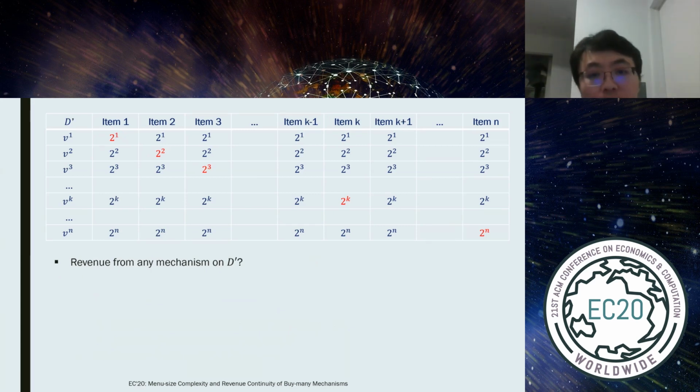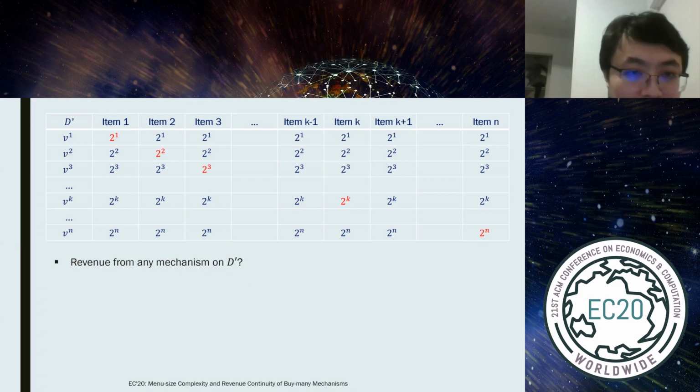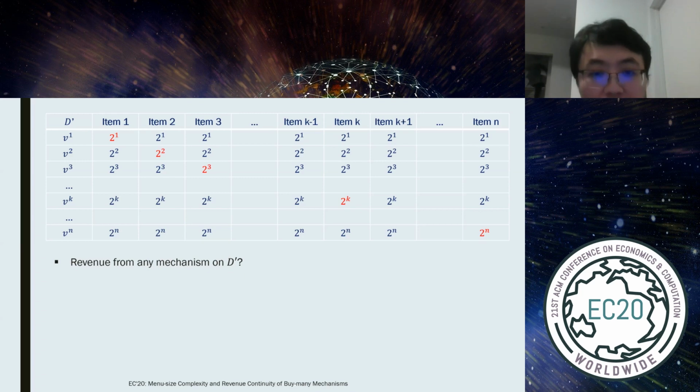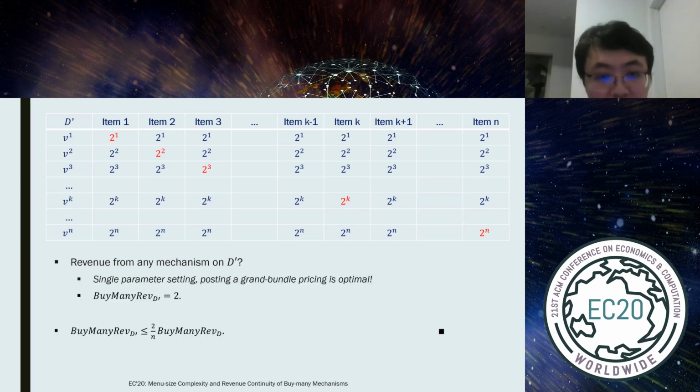So we consider the following multiplicative perturbation. That is, the value of item k for each buyer type Vk decreases by 1/2. So this way, for each buyer type, it will have the same value for all of the items. And for such a unit demand buyer, it just becomes a single parameter setting, and the optimal mechanism is just to post a price for the grand bundle of the items. And the optimal revenue is only a constant.